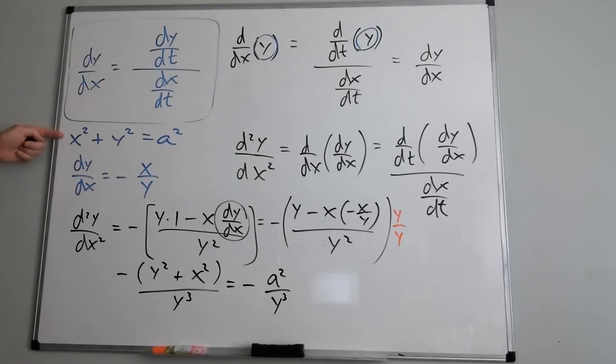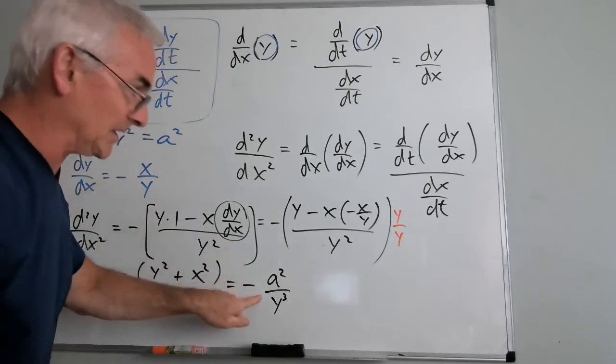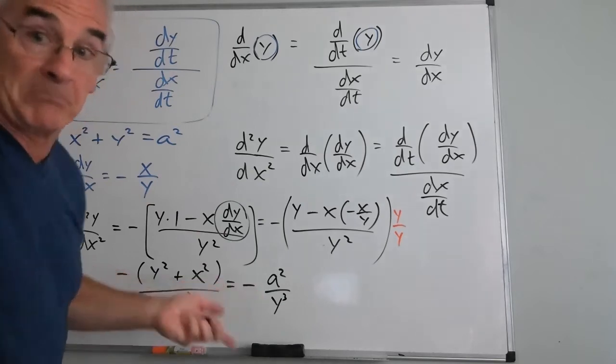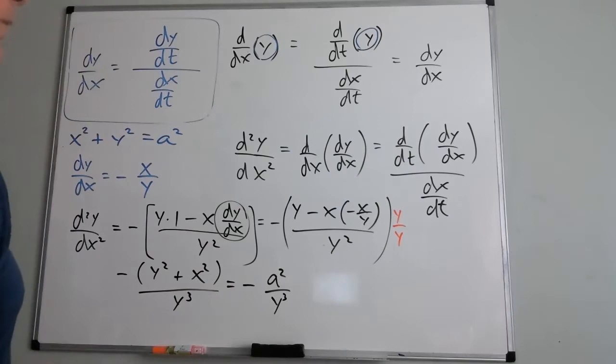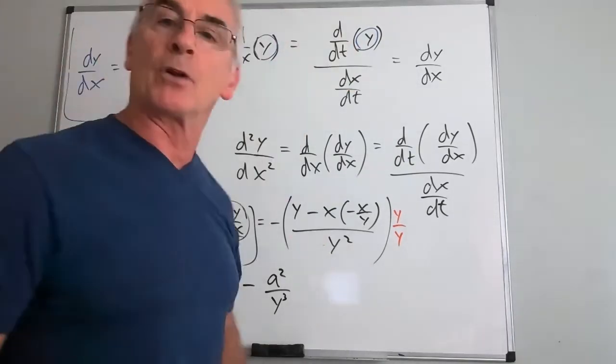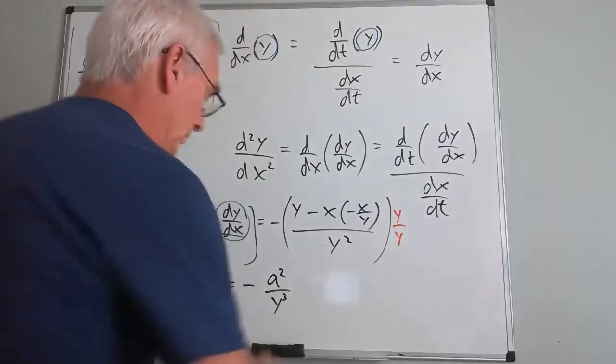Given this circle, the slope of the tangent line at every point on the circle is this. The second derivative at every point on the circle is this. Okay, that's what it is. I actually do this problem in Calc 1. So now what we want to do is use the parameterized version to see what that result will look like.